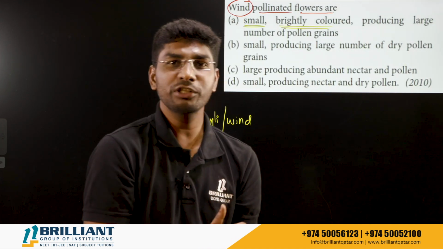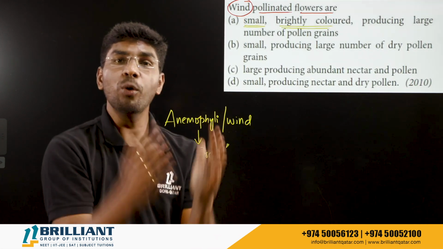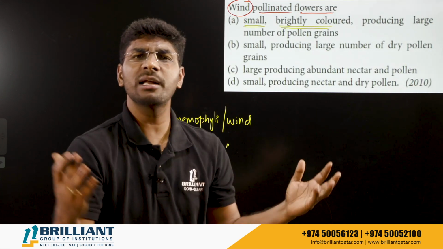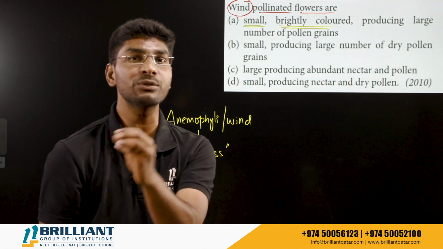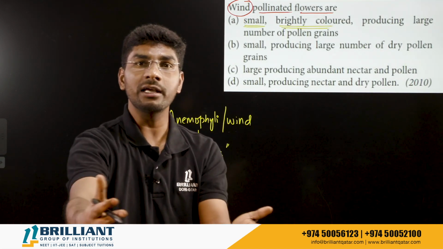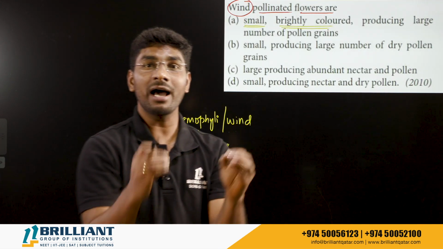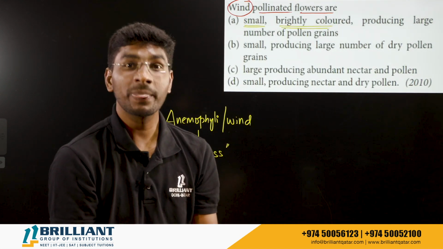So to overcome this problem, because pollination will not be done if the number of pollen grains is very less, wind pollinated flowers produce a large number of pollen grains. You got my point? And those pollen grains are lightweight. Why lightweight, sir? Because they have to flow, they have to fly, they have to move with the air, right? So wind pollinated flowers have dry pollen grains, a large number of pollen grains, small.